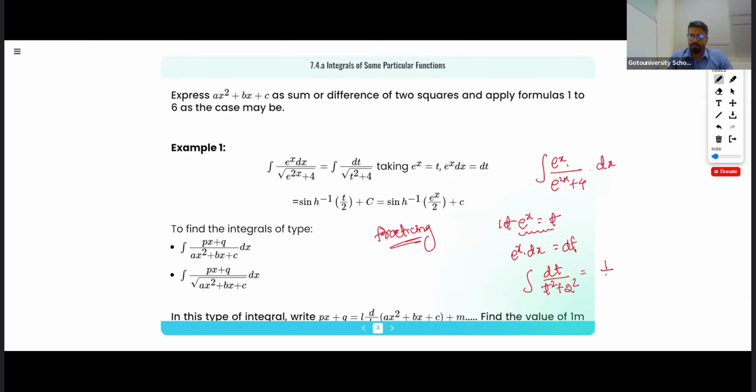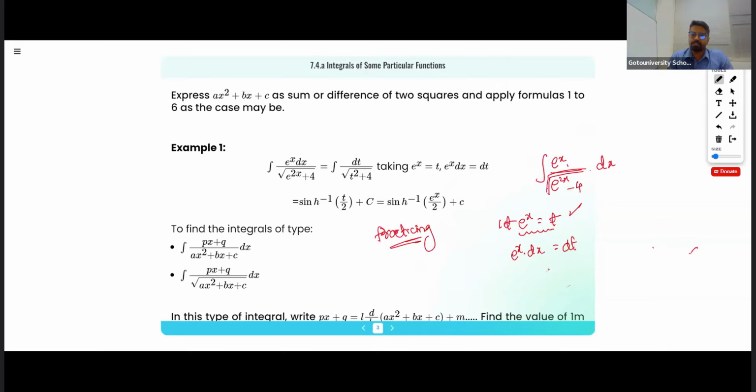1 by 2 into tan inverse of t by 2 plus c. Now we have to replace the problem in terms of what? We have a square root, right? So as we have a square root, let me erase this. This is not plus, the question is different. If it is this question, it comes to tan inverse. Now, if it is minus within the square root, so it will be of the form.